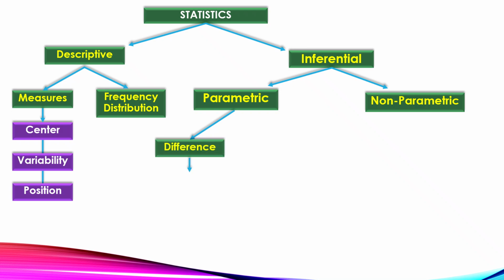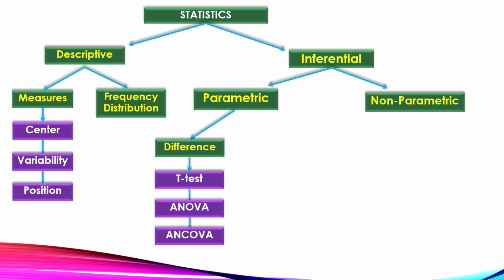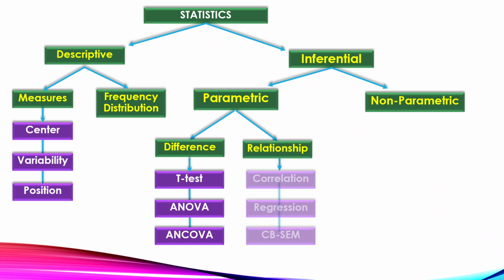There are two types. We have first the difference. So for testing difference, we have some examples, t-test, ANOVA, and ANCOVA, but there are still a lot of statistical tools under this. For testing relationship, we have some few examples here. We have correlation, like the Pearson's correlation, regression, and covariance-based structural equation modeling. So for the non-parametric, there is also a version of difference and relationship.